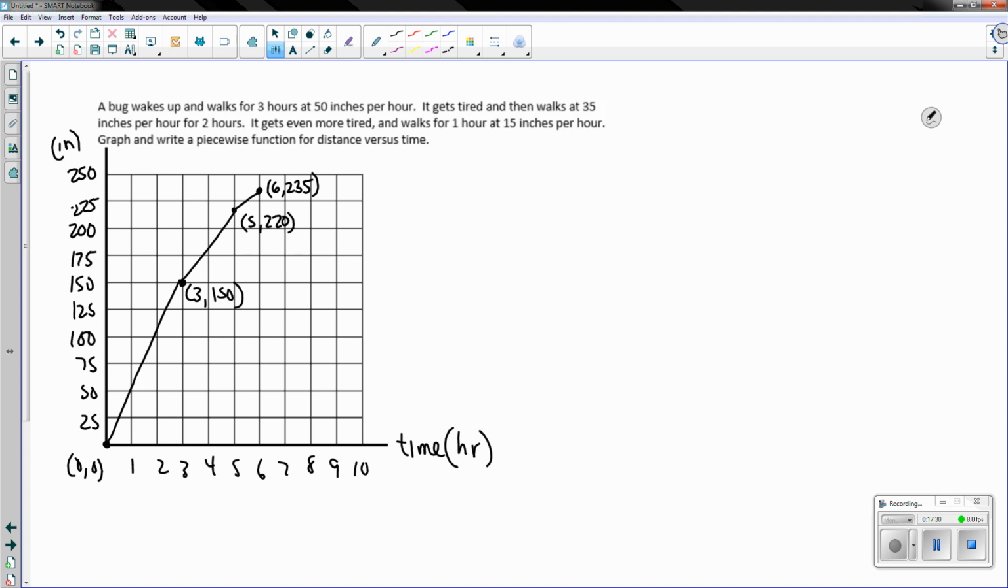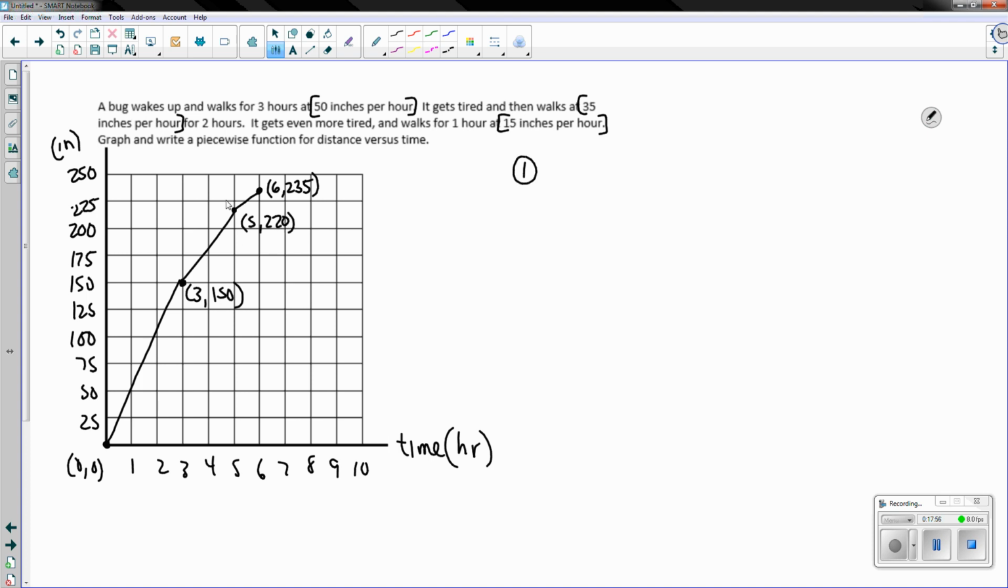Okay, so we have all these points labeled. You can see that there's 3 pieces, so now we have to write the piecewise. So we have all linear pieces, and we already discussed how to write linear equations. So let's look at the first piece. The good news is we already have the slopes for all these. So 50 inches per hour, rate of change, that's slope. 35 inches per hour, that's a rate of change, that's slope. And 15 inches per hour, rate of change, slope.